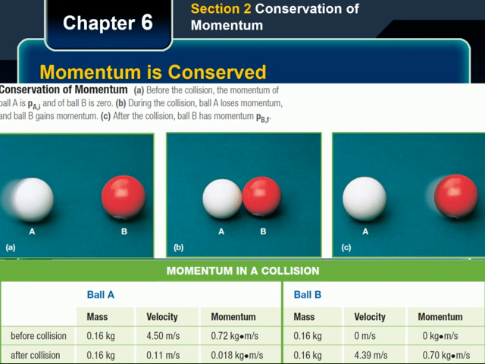In this case, in which the table is assumed to be frictionless, the billiard balls are the only two objects interacting. If a third object exerted a force on either ball A or ball B during the collision, the total momentum of ball A, ball B, and the third object would remain constant.